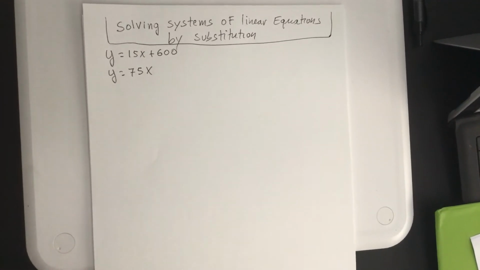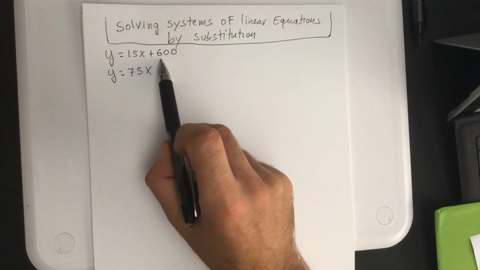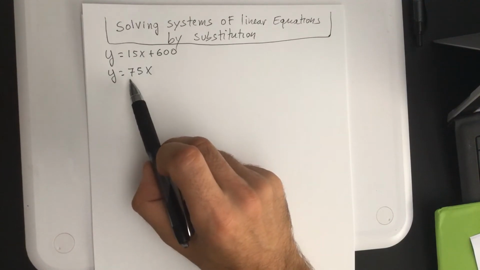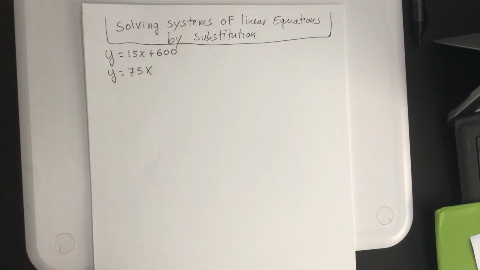Alright, today we're going to be talking about solving systems of linear equations by substitution. In the previous lesson, we learned how to solve a system of equations by using graphing. Now it's going to be substitution. Right? So, we got two equations: y equals 15x plus 600 and y equals 75 times x. And we need to do substitution for this one.